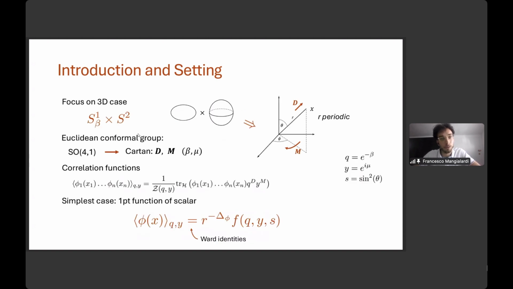In our case, however, we will focus on 3 dimensions. So the geometry is the thermal circle times the sphere. In this case, the conformal group has 2 Cartan generators, the dilatation, and one of the rotation generators on the sphere. And so we have 2 associated parameters, the inverse temperature and 1 chemical potential. And we have the freedom when we define our correlation function to put both these Cartan generators inside the trace. And so this is also what we do. Here, q and y are just the exponentials of beta and mu.